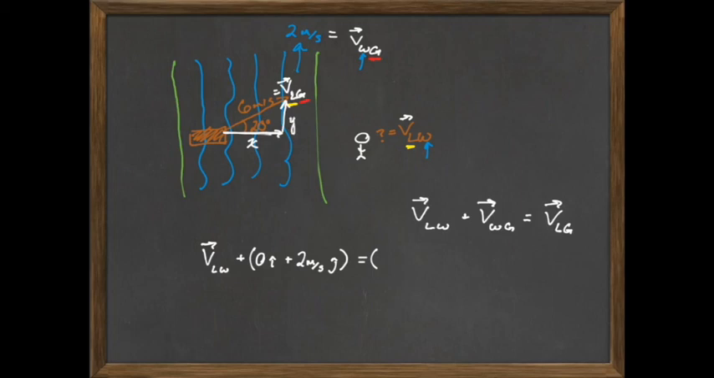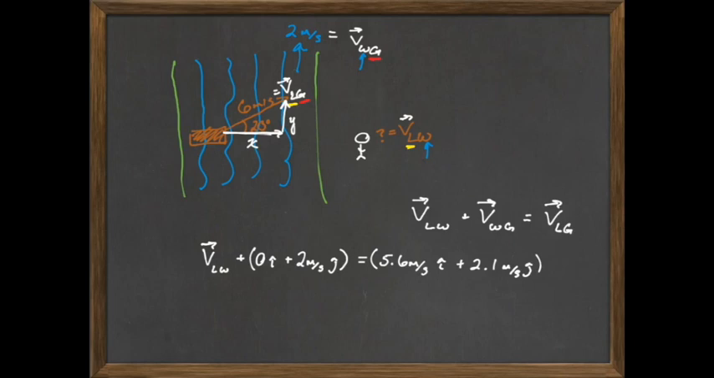So we take out a calculator and we look at what 6 cosine of 20 is, and we get 5.6 meters per second in the x direction. And then if we do 6 times the sine of 20, we get right around 2.1 meters per second.